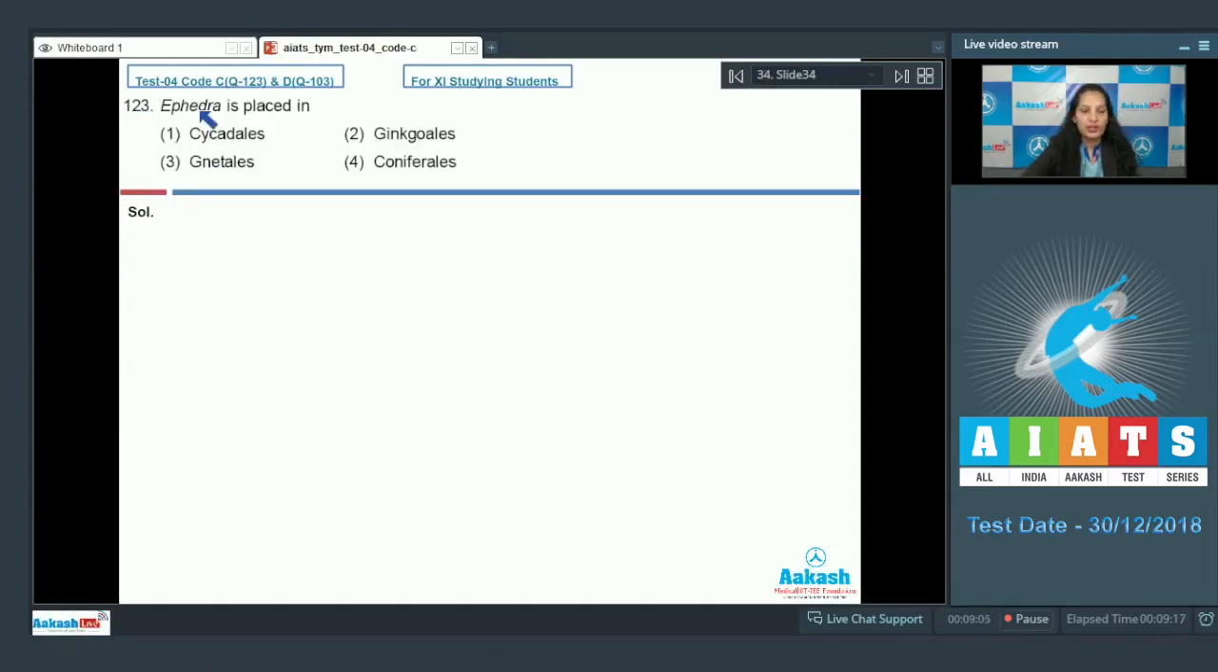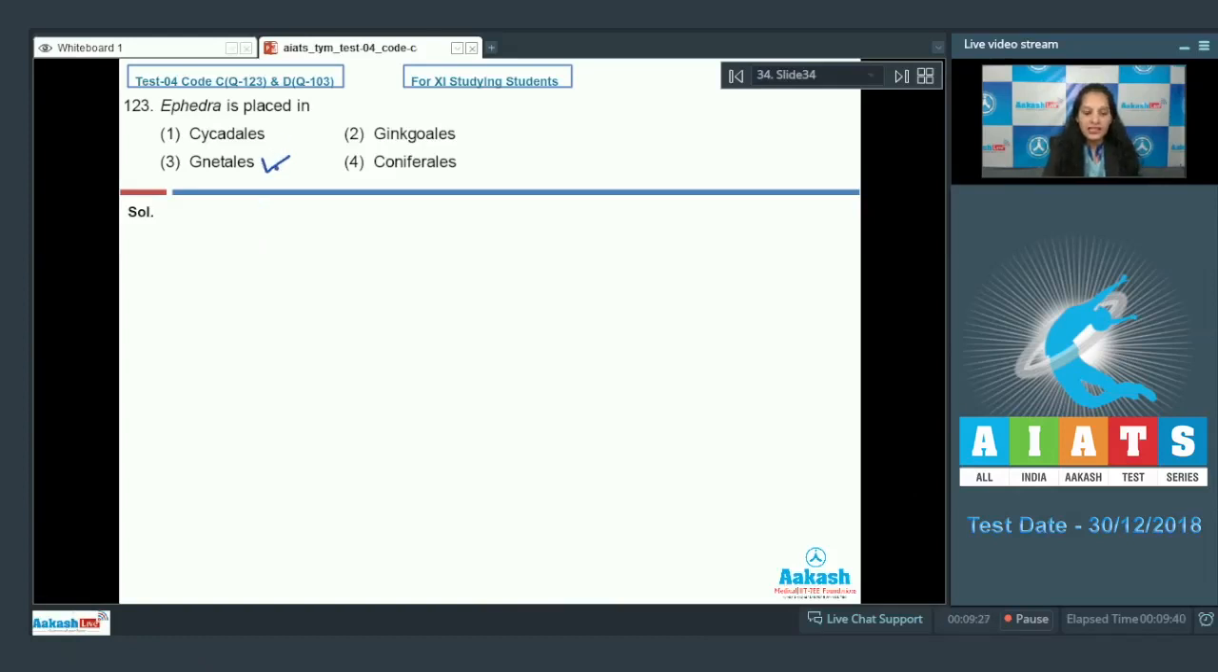Question number 123. Ephedra is placed in: first option, cycadales. Second, gingoales. Third, gnetales. Fourth, coniferales. Ephedra, along with gnetum and welwitschia, is placed in gnetales. This is a very easy question.